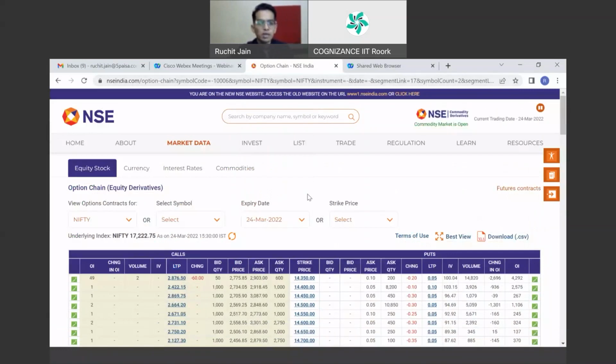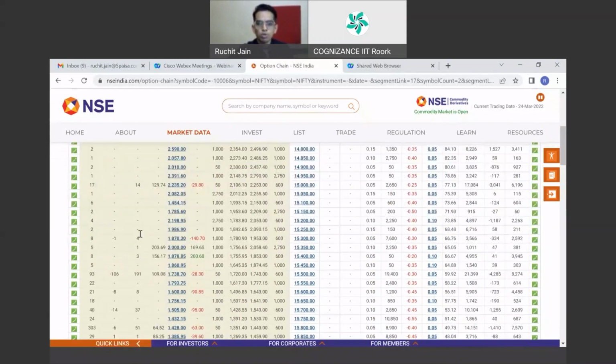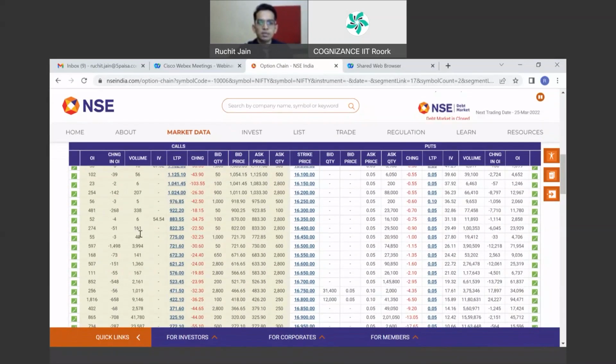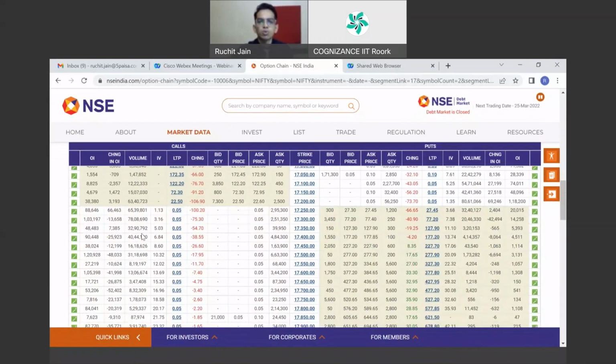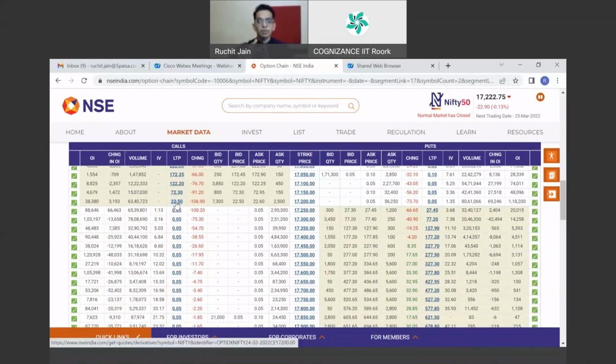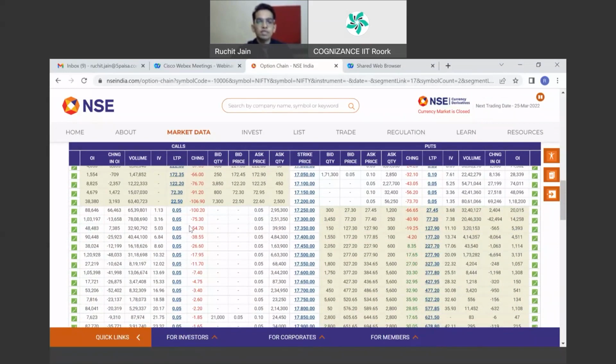Today is the expiry day. What is the Nifty closing today? 17,222. So look, what is the closing price? The premium of 17,200 call option is 22 rupees, because this is the intrinsic value. 17,222 minus 17,200, intrinsic value is 22 rupees. Now look at out of the money options, the ones in white. All have expired at zero. All the premiums are zero.